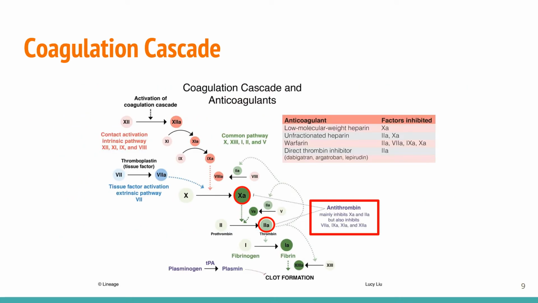A quick recap on the coagulation cascade. Our target anticoagulants are heparin and direct thrombin inhibitors. Heparin will bind to antithrombin, which then inhibits factor 10A and 2A, and direct thrombin inhibitors will bind to factor 2A mainly.